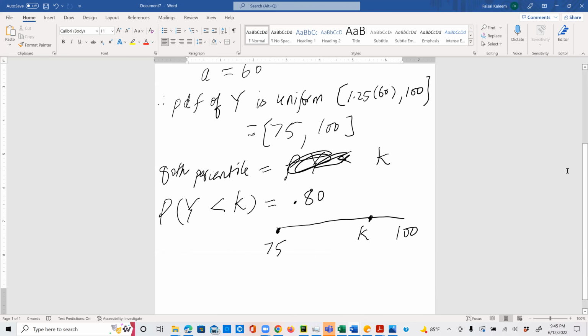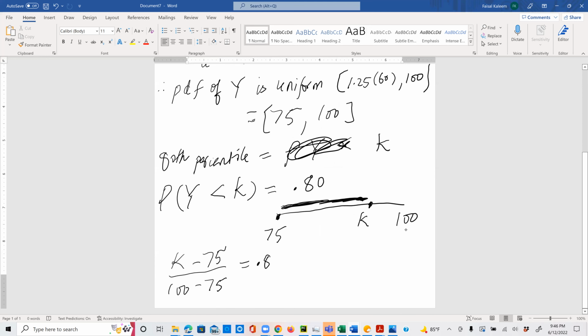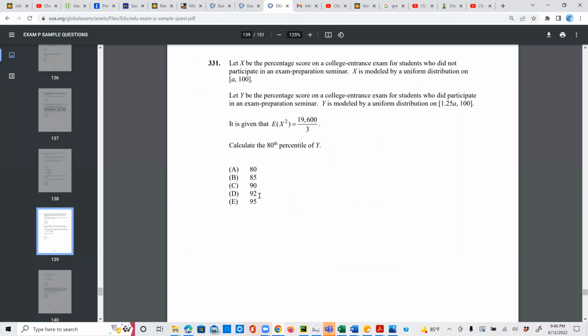Probability Y less than K would be this part, where Y is less than K. That probability is this distance, K minus 75, divided by the total distance, which is 100 minus 75. We want that to be 0.8, so it's basically finding K from this equation. We have K minus 75 equals 25 times 0.8, which is 20. And so K is 95. And that is choice E.